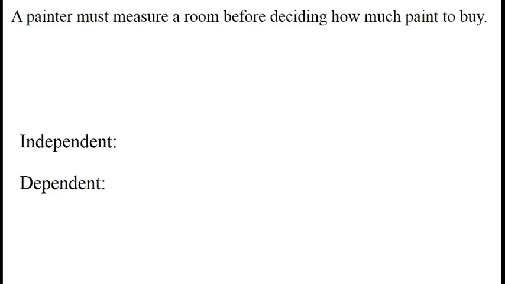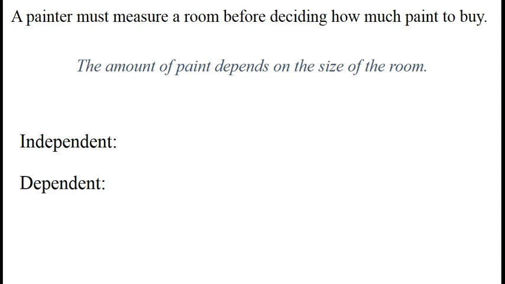So now we need to take these situations and determine what our independent and dependent variables are. A painter must measure a room before deciding how much paint to buy. I want to reword this as in this action depends on this other action. And so if we look at it, a painter must measure a room before deciding how much paint to buy. So the amount of paint that we need to buy, that depends on the size of the room. The amount of paint depends on the size of the room.